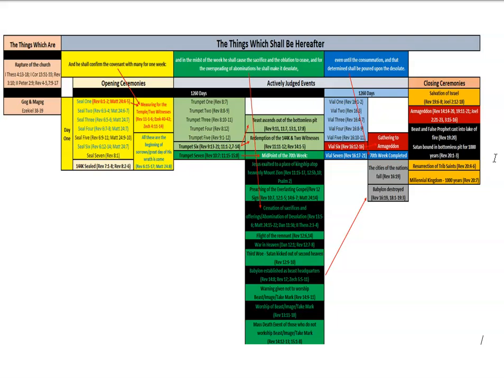So this is the layout of the book of Revelation from Revelation actually 4 and 5 here, which is the end of the things which are, the rapture of the church. Moving into the things which shall be hereafter, and specifically with the opening of the first seal, which is the commencement of the 70th week, all the way to the end of the 70th week with Armageddon over here.